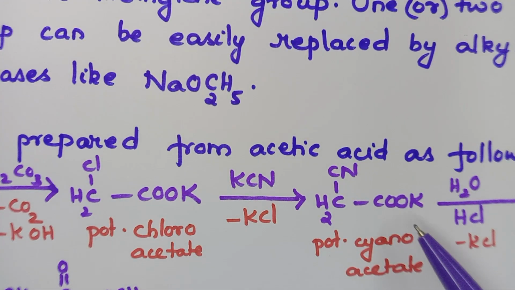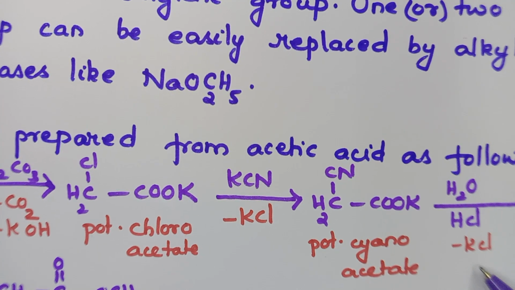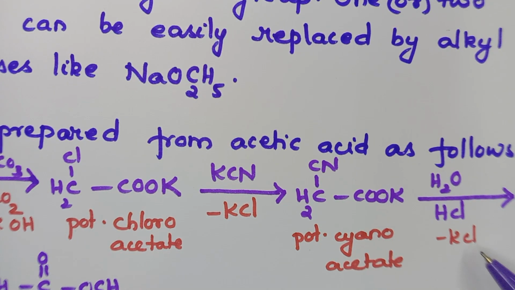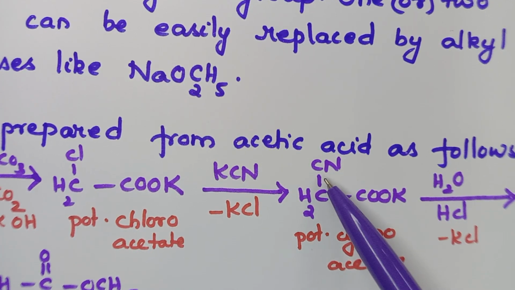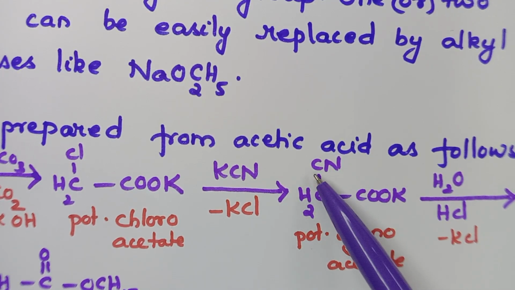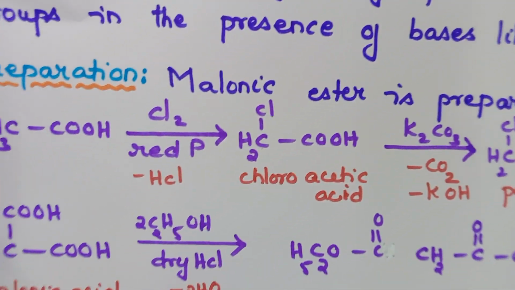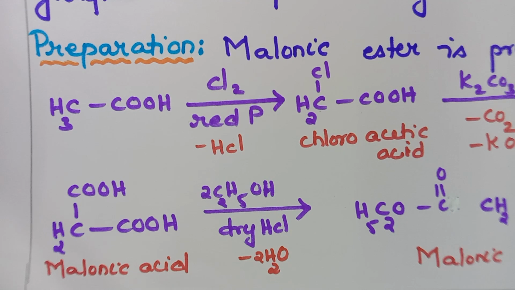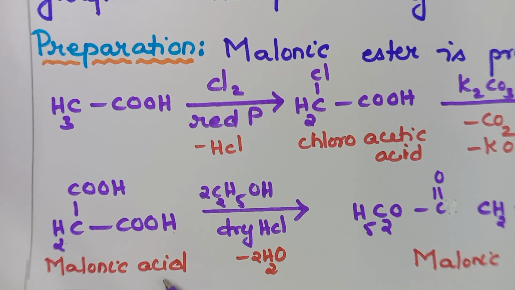Next, on hydrolysis in the presence of HCl, what happens? Minus KCl. That means KCl will come out, students, and this K will not be there. Here we will get a hydrogen, and the CN group will be hydrolyzed and will become a COOH group. I will show you the next compound. Look here, CH2, COOH, COOH, which is nothing but called, students, malonic acid.